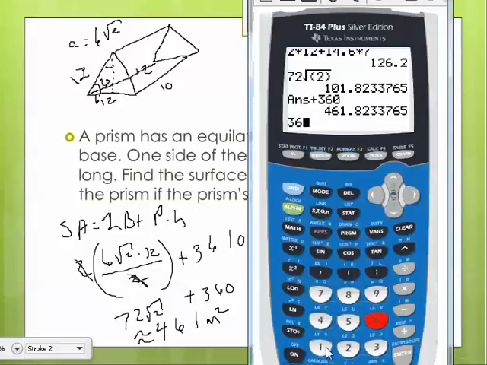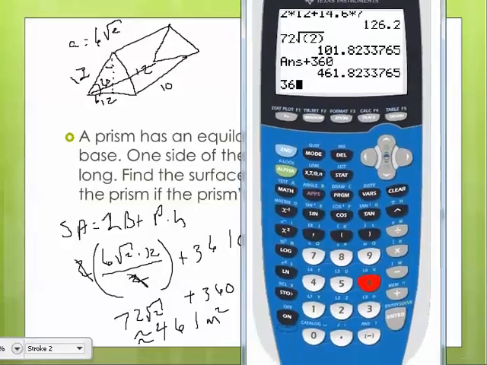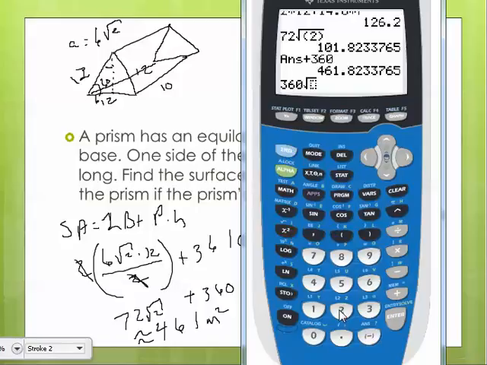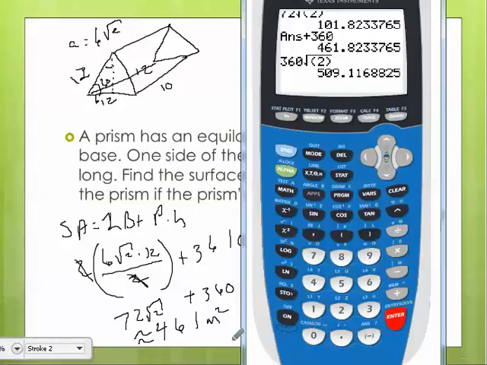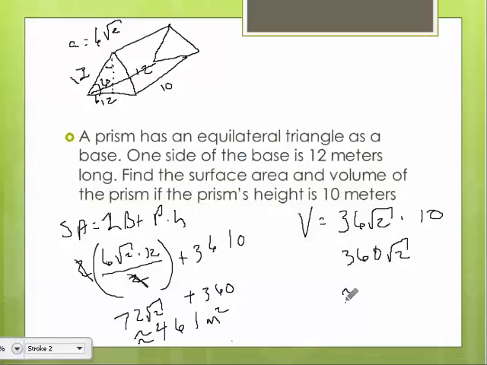So 360 square roots of 2, and I get 509. So this is approximately 509 cubic meters. Fairly big triangular prism.